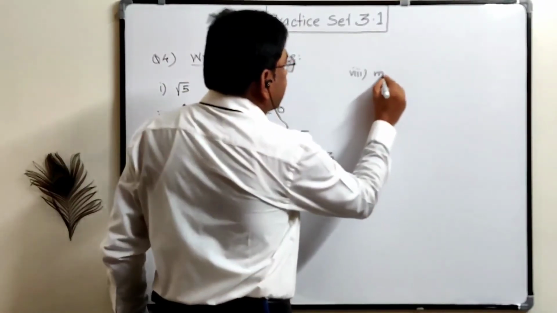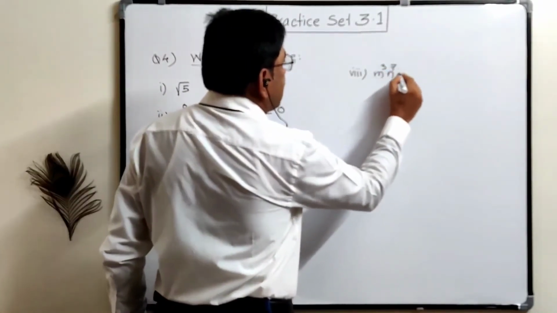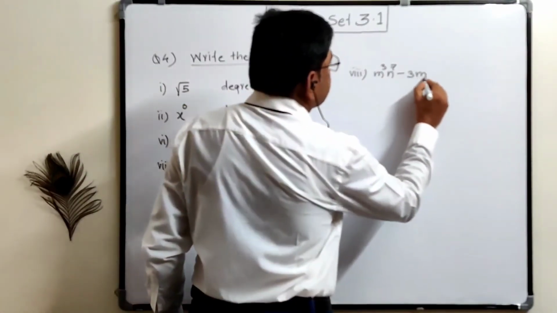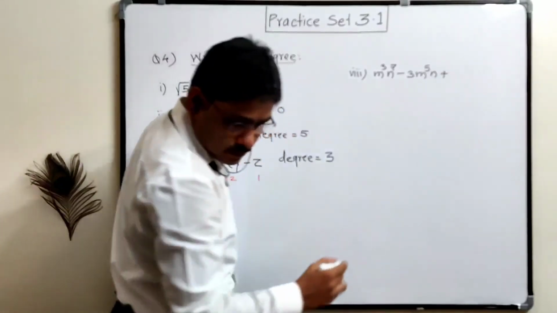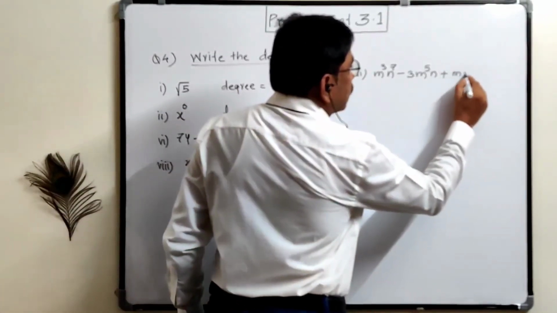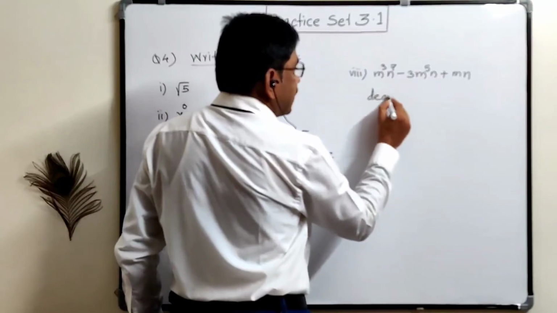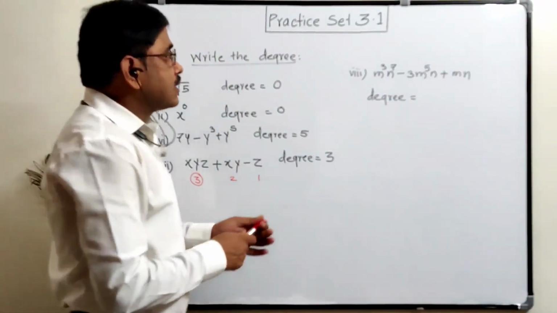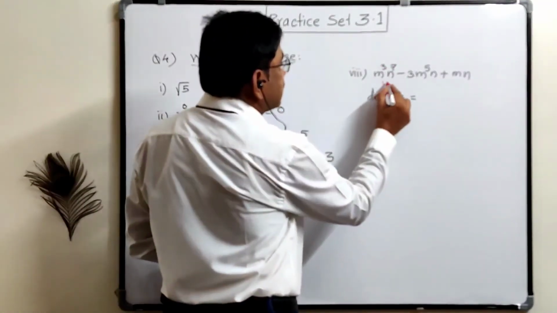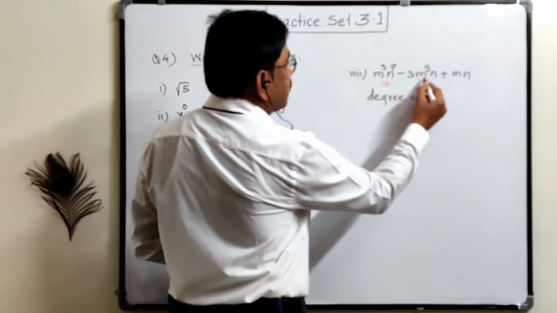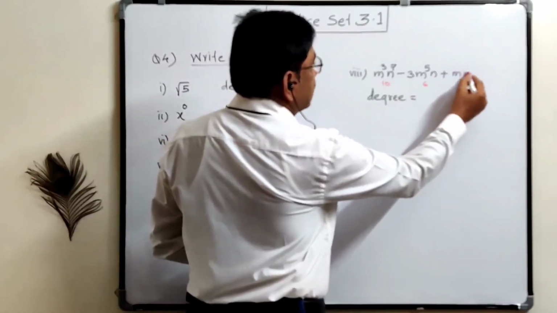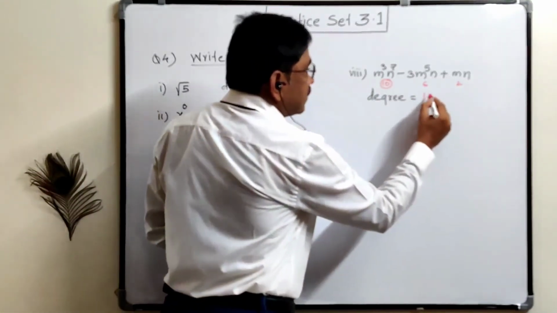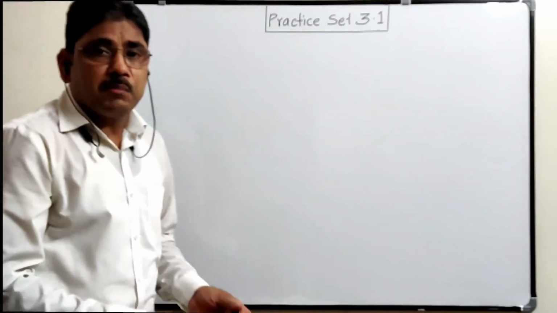So remember this one. Now last example, that's 8th one, m cube n raised to 7 minus 3m raised to 5n plus mn. Now we have to write the degree of this polynomial. So find the sum of the powers. Here the sum of power is 7 plus 3 is 10. Here the sum of power is 5 plus 1, 6. And here it is 1 plus 1, 2. So highest sum is 10. Therefore degree is 10.